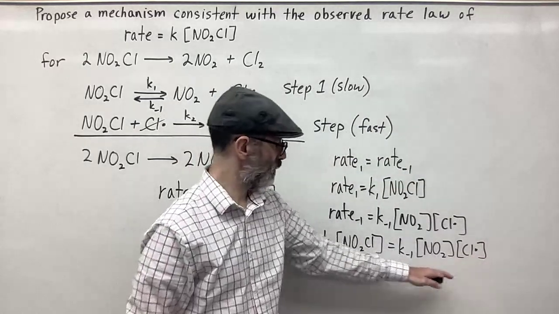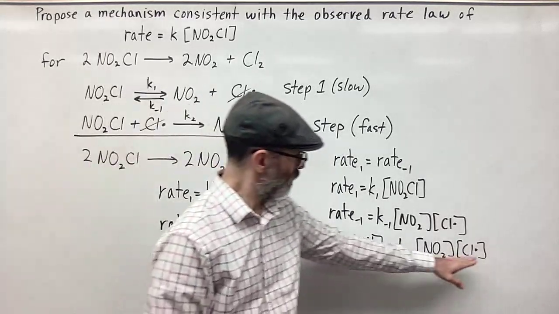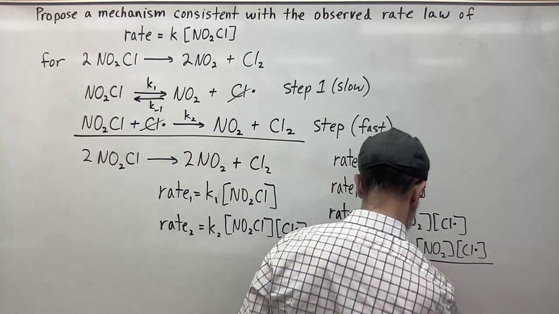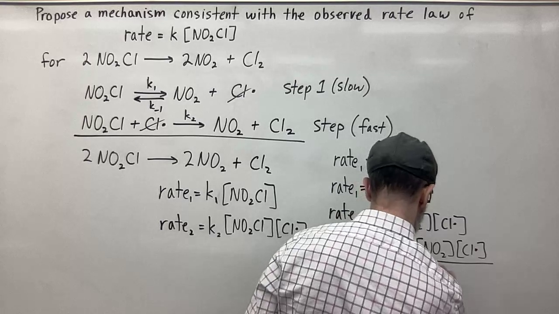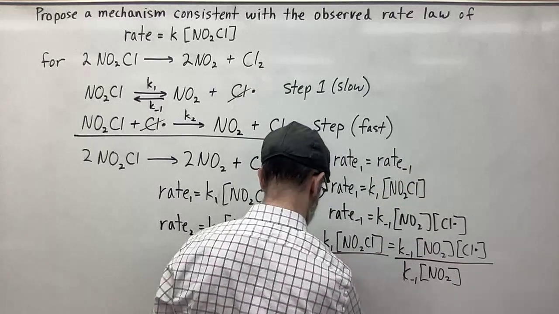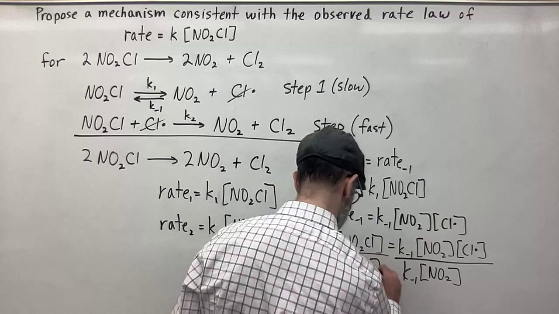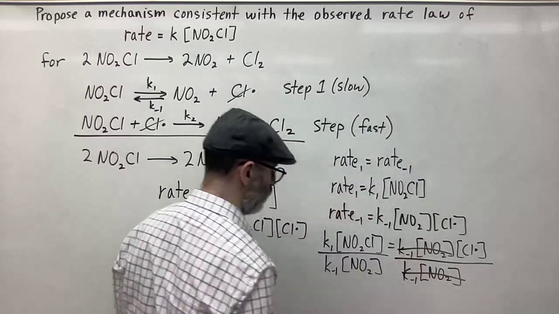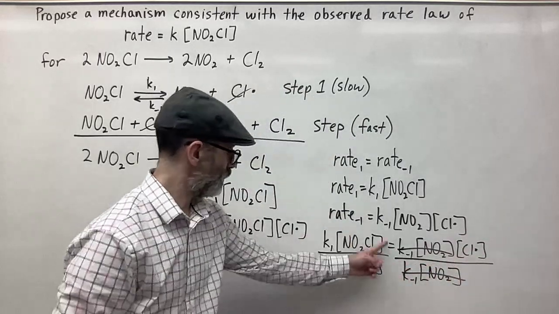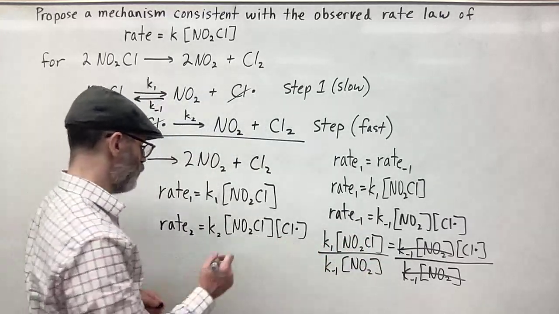So then we have these. So to substitute in the Cl radical here, we could solve for this. So that means we would divide both sides by K minus 1 and concentration of NO2. So divide this by K minus 1 times concentration of NO2. So then these cancel out. And what you get is this is equal to this. So we could then take this and substitute it in for this.